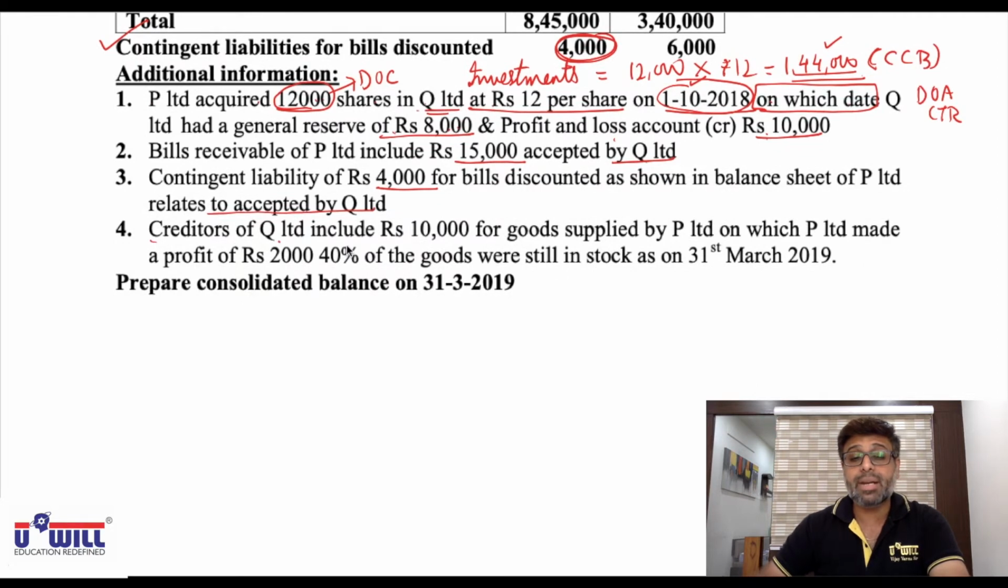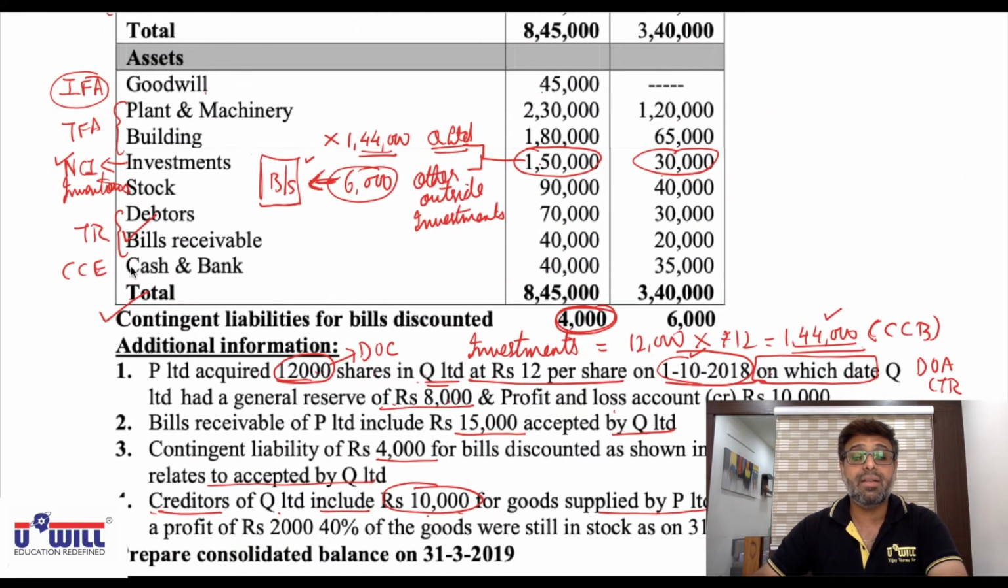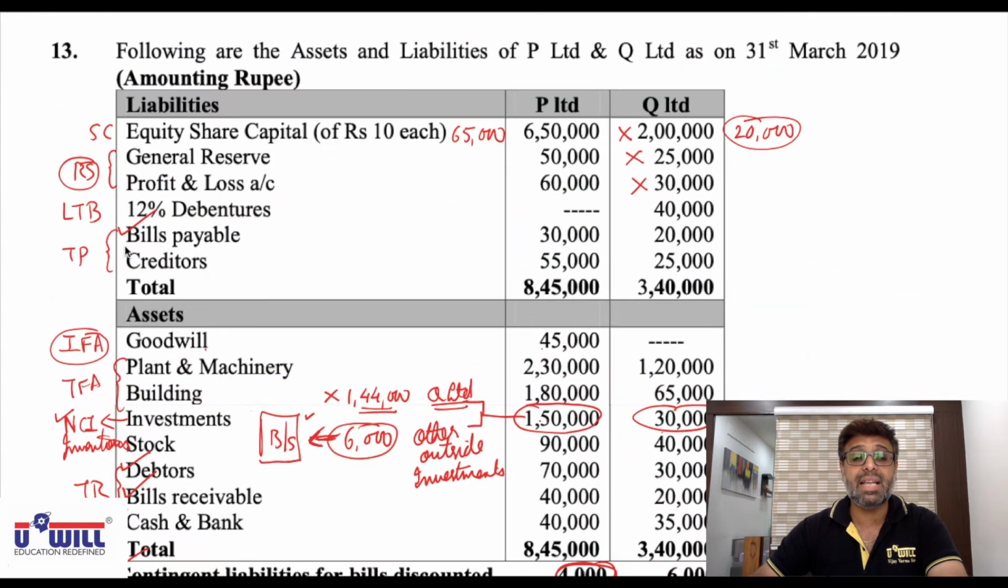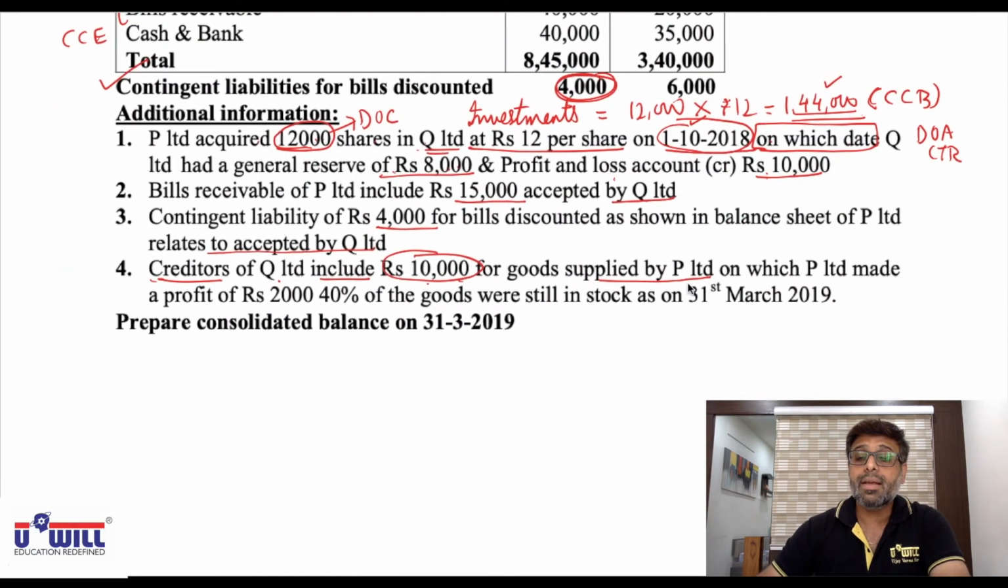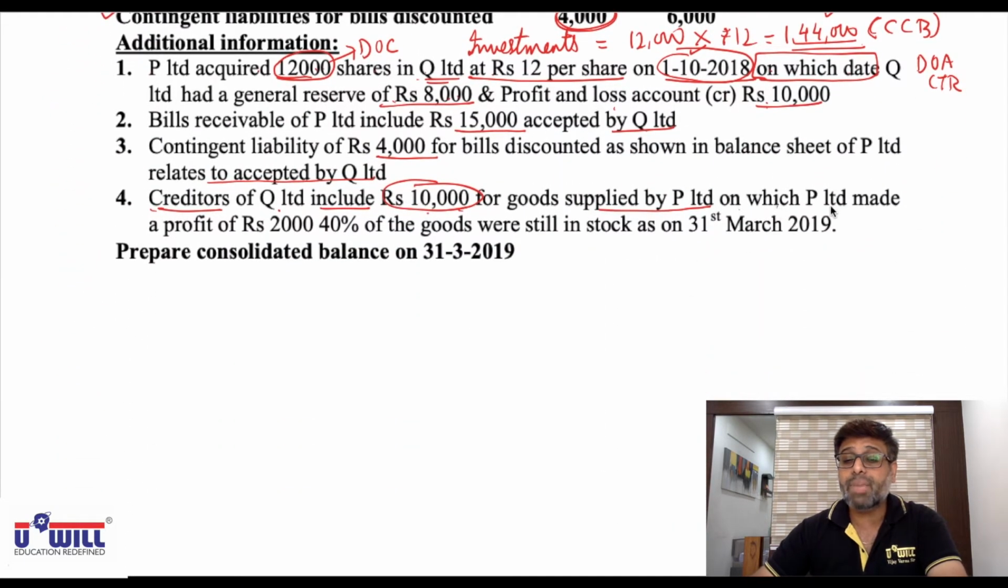Creditors of Q Limited include 10,000 for goods supplied by P Limited. So this 10,000 is again intercompany adjustment. We will minus from debtors as well as creditors. Put tick on debtors and creditors, on which P Limited made a profit of rupees 2,000. So from this we'll find unrealized profit, URP.